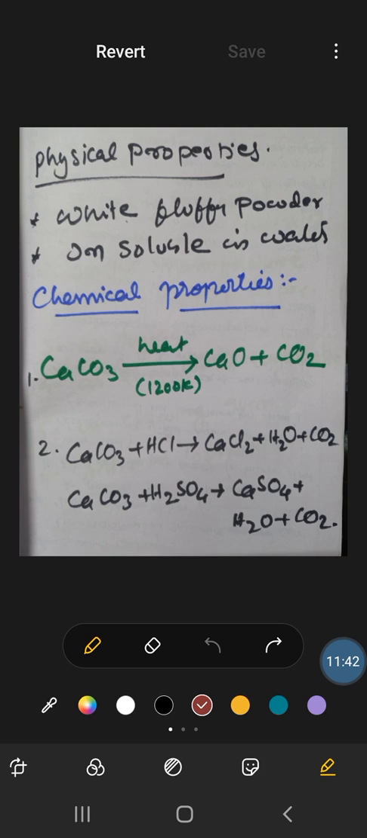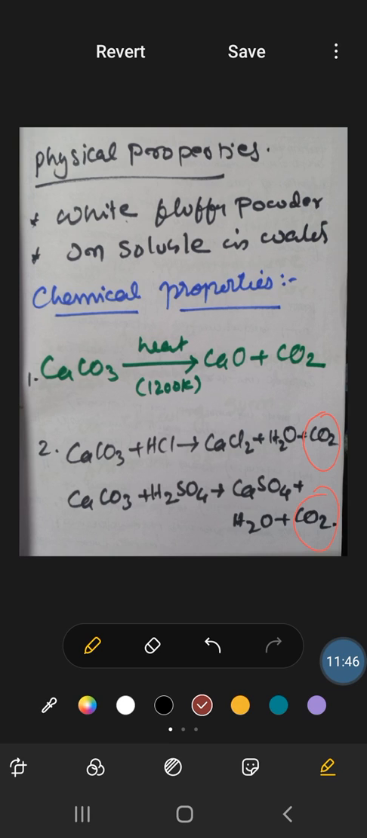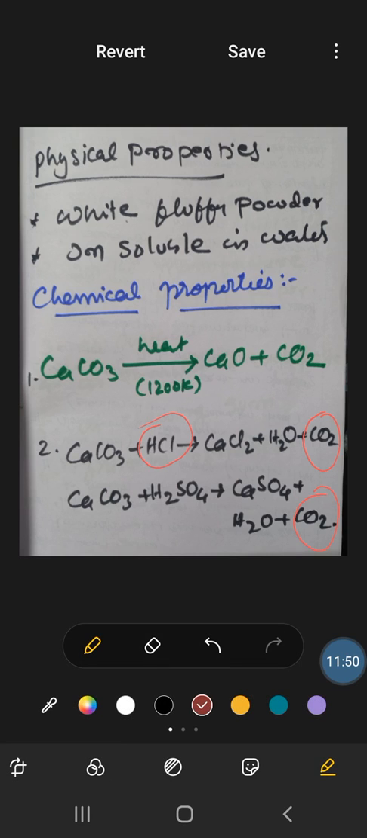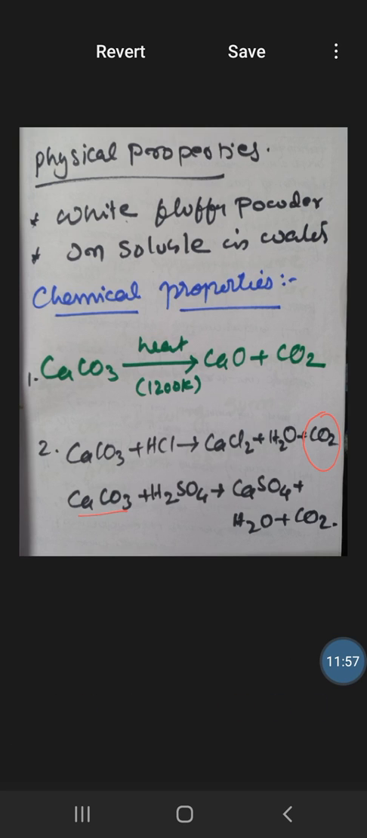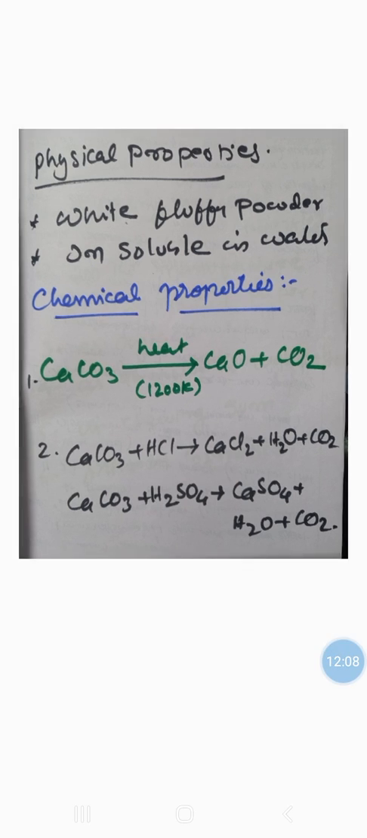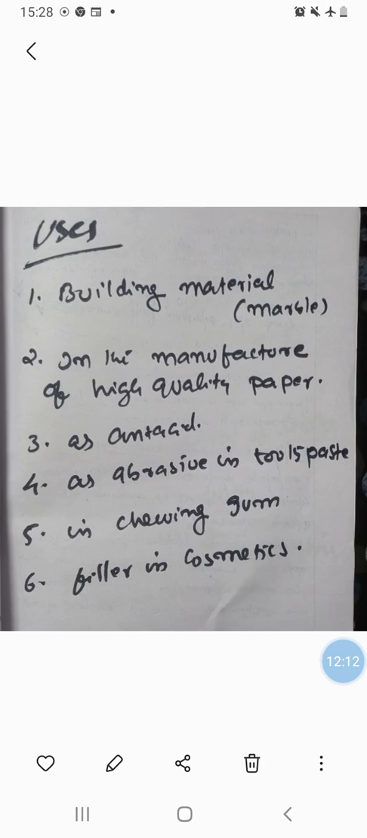and the calcium carbonate can produce carbon dioxide gas on reacting with the dilute acids. For example, HCl can react with calcium carbonate to form calcium chloride, H2O and carbon dioxide. In the same way, calcium carbonate reacts with sulfuric acid to form calcium sulfate, water and carbon dioxide. So carbon dioxide gas is produced as a result of reaction between calcium carbonate and dilute acids.